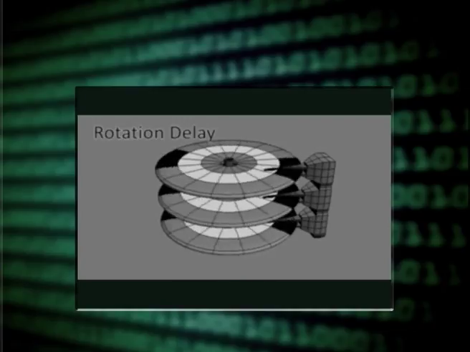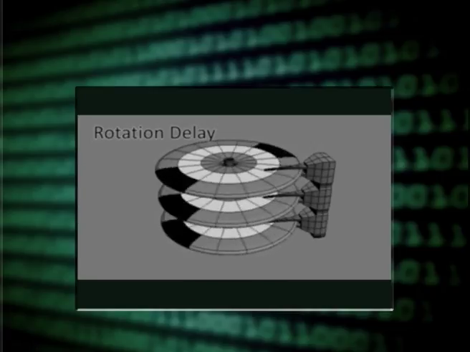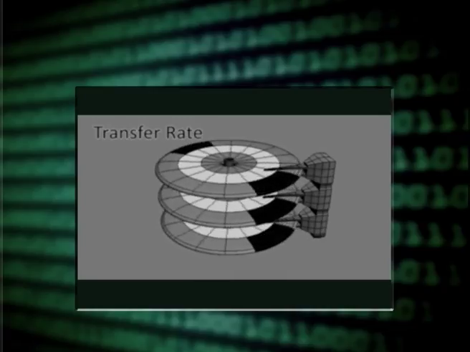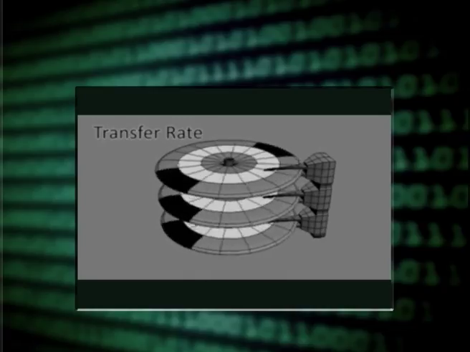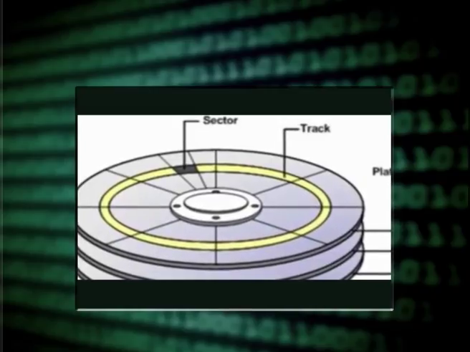I have explained earlier what I mean by the cylinder on the hard disk. The second step is to rotate the disk into the proper position so that the read-write heads are located over the part of the cylinder to be used. The time taken for a particular read-write head to locate the desired data is called the latency time. The third step is to transfer the data which is now identified to the computer system. The time taken is called the data transfer time.